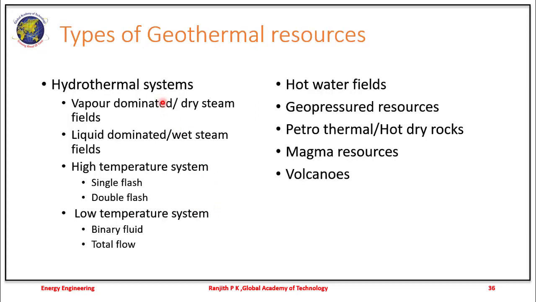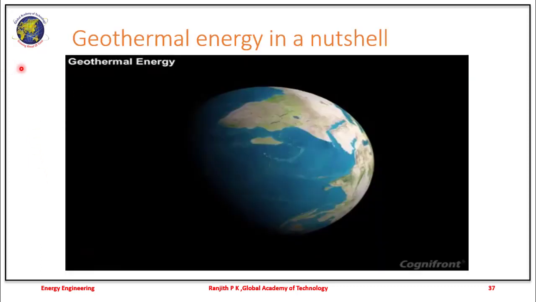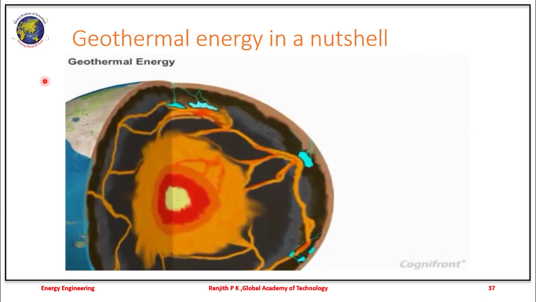There are various forms of geothermal system: the hydrothermal system, then the high temperature system, low temperature system, then the hot water field, geopressed, petrothermal or hot dry rocks, the magma sources, volcanoes, etc. There is a video here which shows the utilization of geothermal energy in a brief nutshell. Geothermal energy is the heat energy acquired by the earth. Here, the source of the heat is earth, hence the name is geothermal.